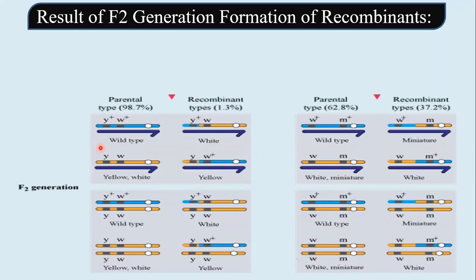And now see at the top what is said. सबसे ऊपर क्या लिखा हुआ है, parental character types are 98.7% and recombination types are just 1.3%. तो ज्यादा क्या मिला यहाँ पे, parental characters ज्यादा मिले और recombinants कम मिले.